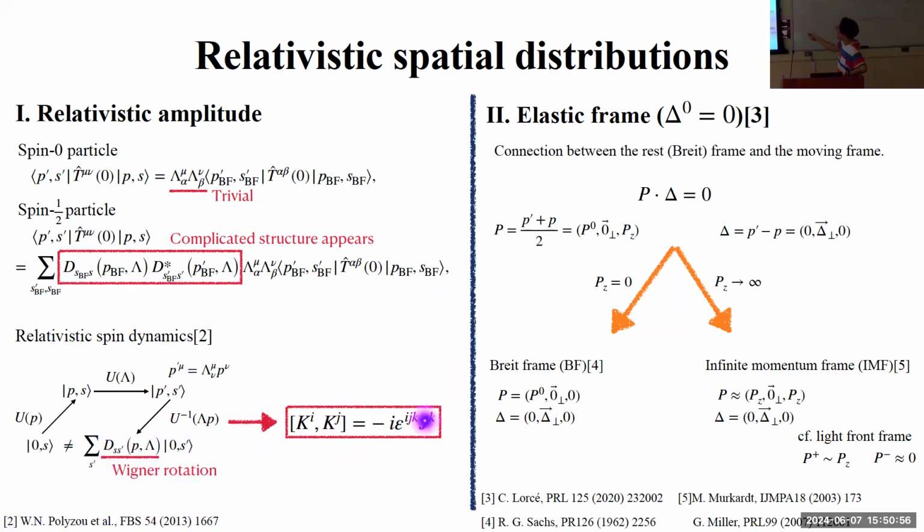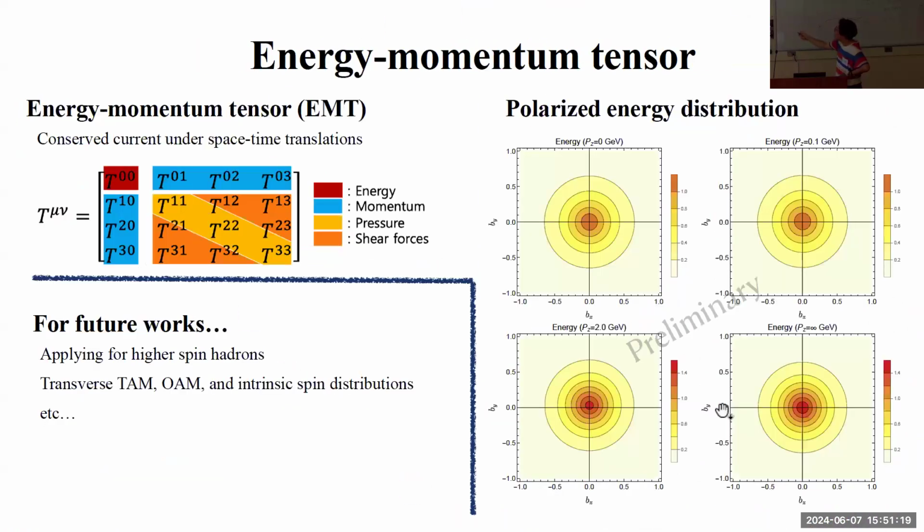We also introduce the elastic frame. It is a connection between the elastic frame and the moving frame. It describes both the Breit frame and the infinite momentum frame. As you know, the infinite momentum frame is comparable to the light-front frame. Regarding both formalisms, we deal with the energy momentum tensor. It is the conserved current under space-time translation. It includes energy, momentum, normal force, and shear force inside the system.